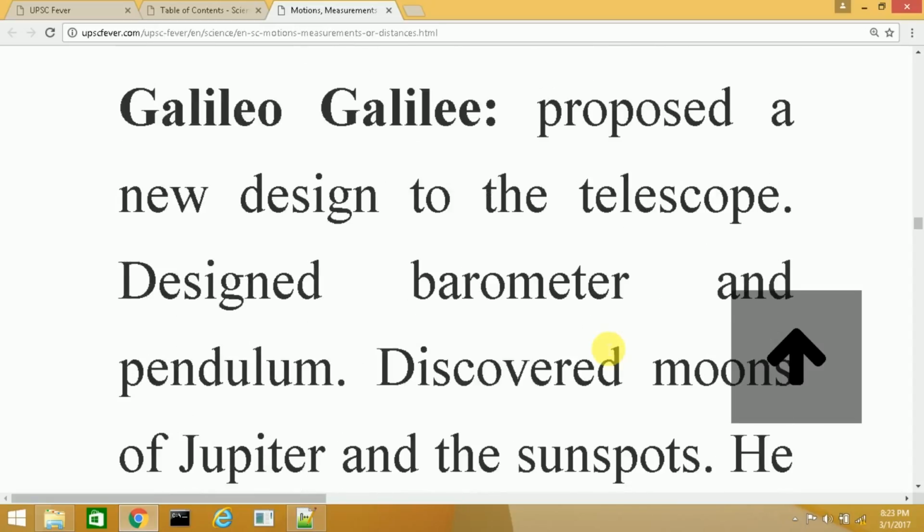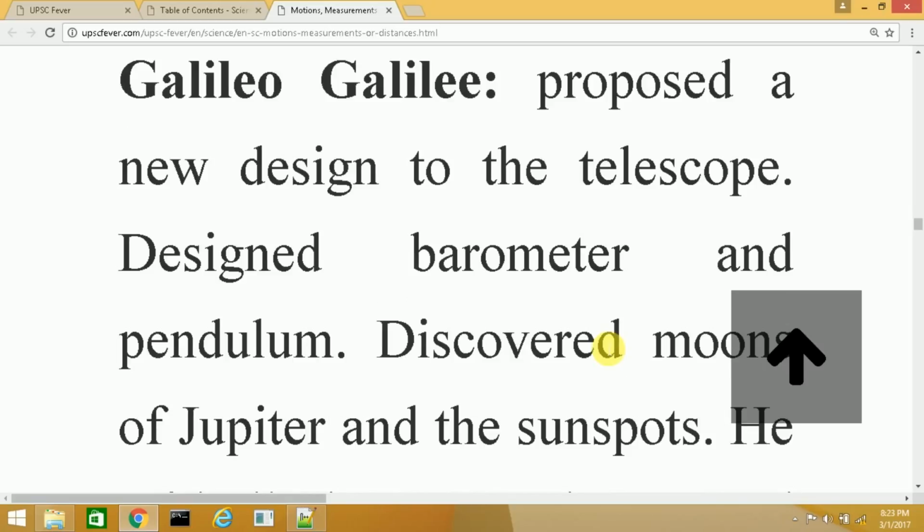The famous scientist Galileo Galilei is known for proposing an improved design to the telescope. He is also responsible for designing the barometer, which is used for measuring pressure, and the pendulum clock. Using his telescope, he discovered the moons of Jupiter and the spots on the surface of the sun. He also said that all planets revolve around the sun and not the earth. And because of this, he was highly criticized by the church.